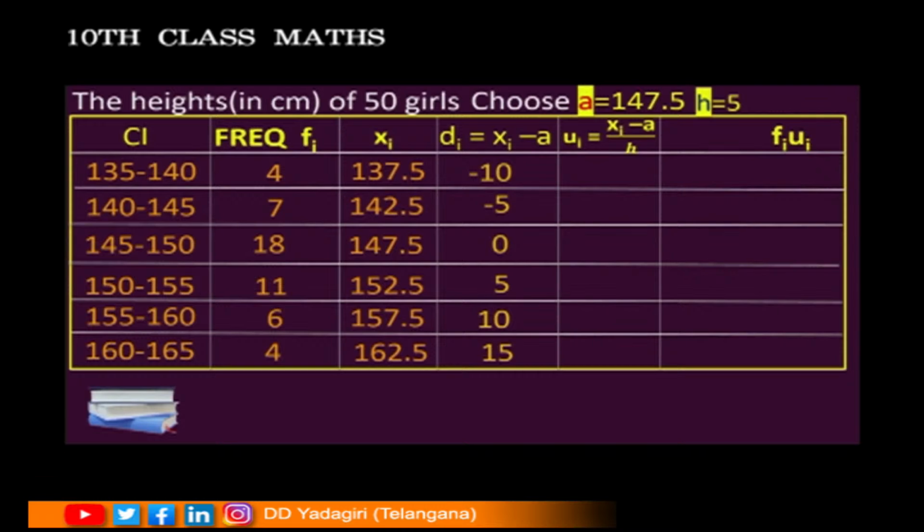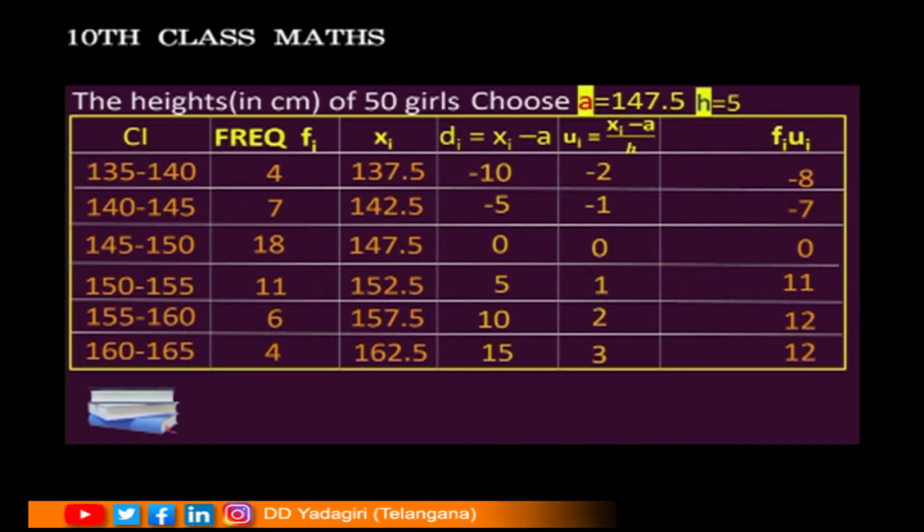So you divide 0 by 5, which is 0, minus 5 by 5, which is minus 1, minus 10 by 5, which is minus 2, 5 by 5 is 1, 10 by 5 is 2, and 15 by 5 is 3. So the ui values you got by dividing the deviations by the class size: minus 2, minus 1, 0, 1, 2, 3. Now the next step is multiplying the fi values with the ui values. So 4 into minus 2 is minus 8, 7 into minus 1 is minus 7, 18 into 0 is 0, 11 into 1 is 11, 6 into 2 is 12, 4 into 3 is 12.